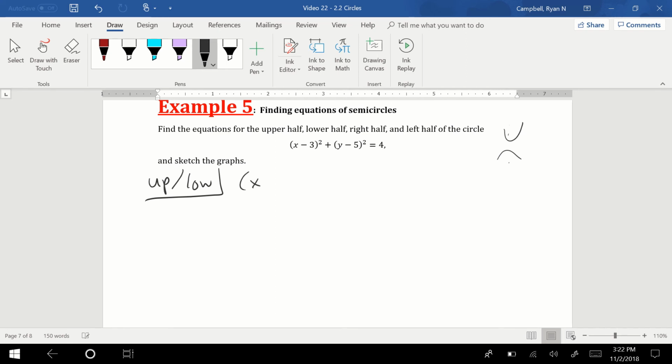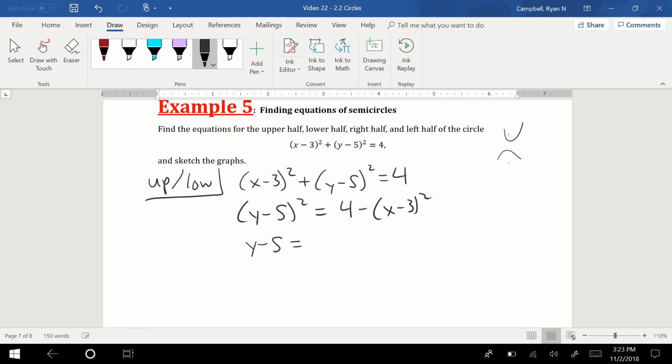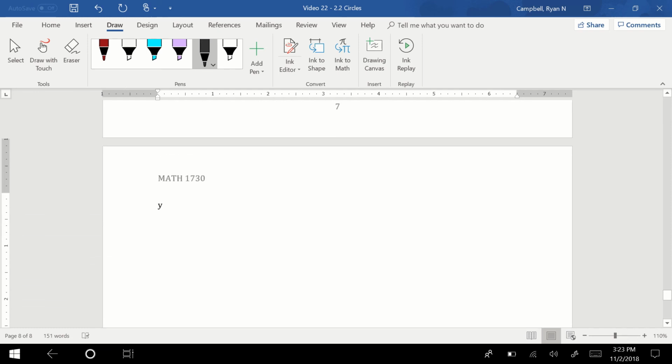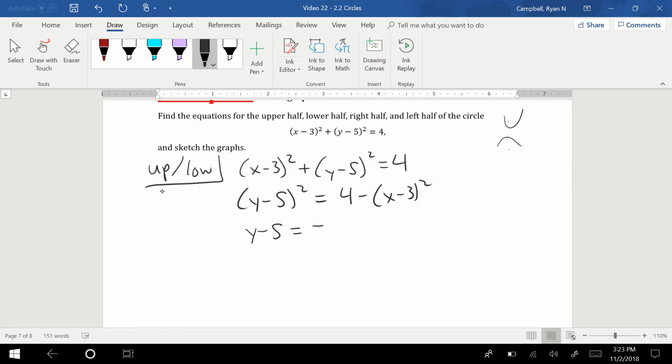So if we have x minus 3 squared plus y minus 5 squared equals 4, we got to solve for y. So y minus 5 squared equals 4 minus x minus 3 squared. Take the square root. So y minus 5 is the plus or minus square root of 4 minus x minus 3 squared.